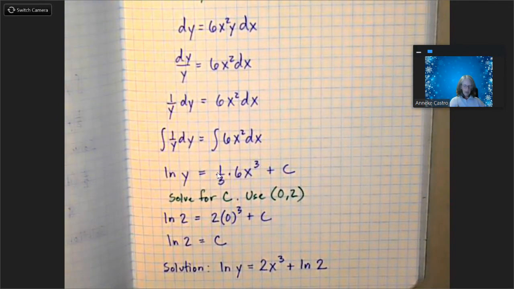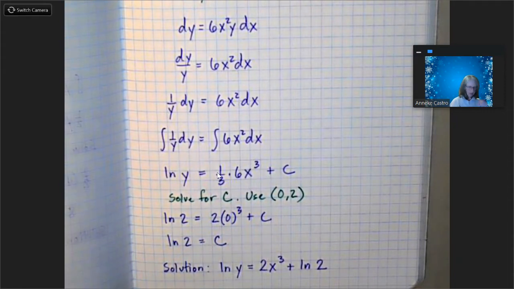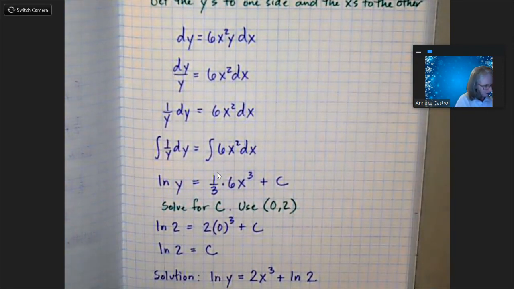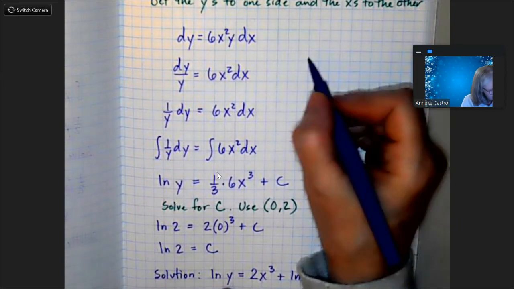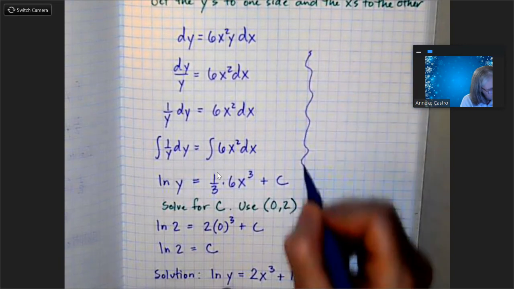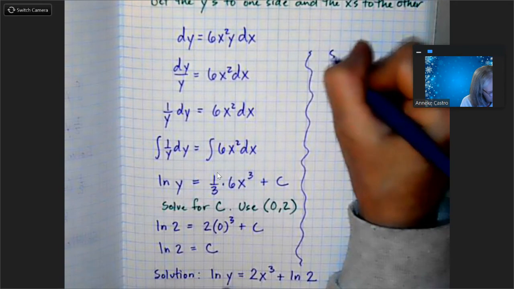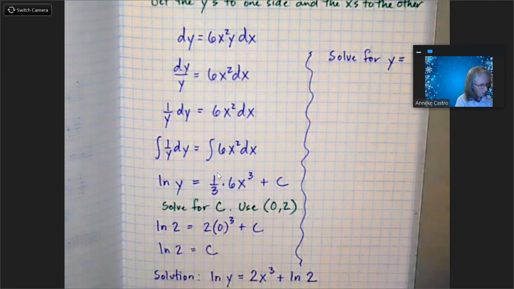Okay, so now we're going to get kind of fancy. We want to solve this for y. So we want to rewrite this in exponential form in order to get rid of the natural log. This is going to get a little tricky, but pay attention. This is going to be useful. I am kind of running out of room here, but I don't really feel like going to another page. Now we're going to solve for y, into y equals form.